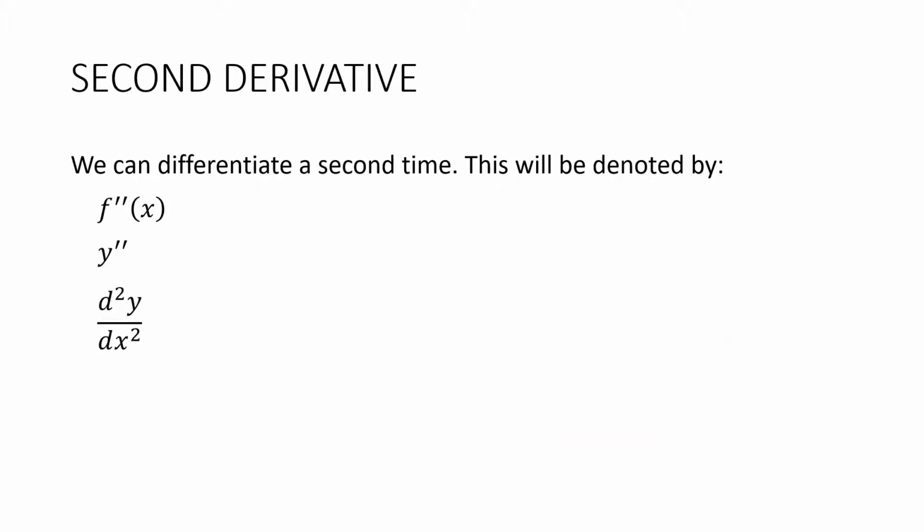We can differentiate a second time, and this will be denoted by f double dash of x, y double dash, or d squared y dx squared. This one's a little weird, isn't it? It comes from this, doing the derivative of dy dx.